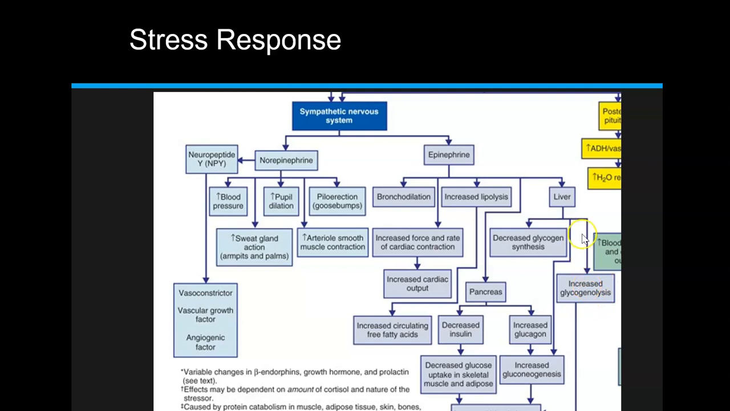And you also have an effect on the liver with increased glycogenolysis, so the glycogen is being broken down, so again, that increases your blood glucose levels, and decreased glycogen synthesis. We're not worried about storing glycogen. So all the energy basically gets dumped into circulation, so the brain and the heart and whatever can use it.